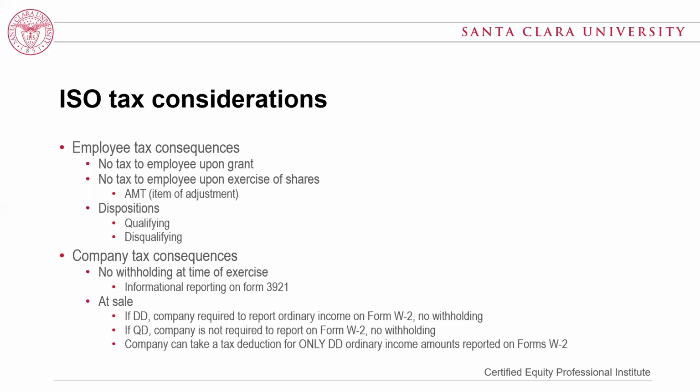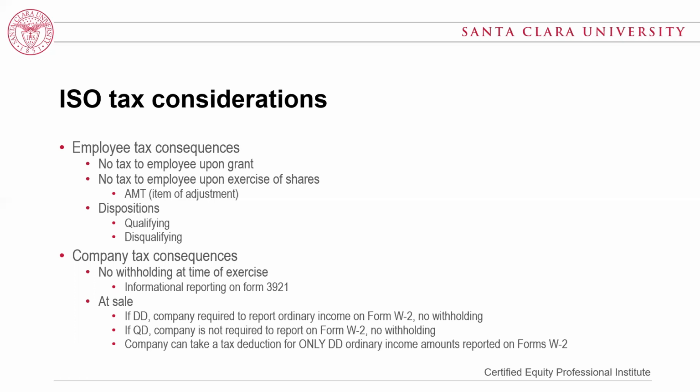When the employee sells shares, if it's a qualifying disposition, which means the employee has satisfied both of those holding requirements that we talked about a few slides ago, then all of the gain is long-term. That's the entire gain between the grant price and the sale price of the shares. There's no ordinary income involved at all.